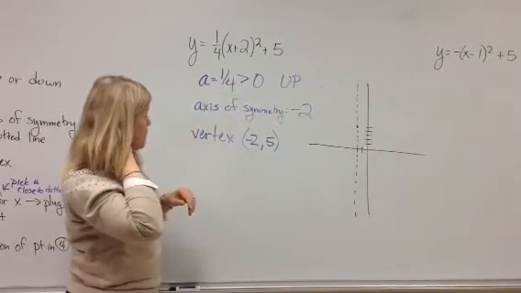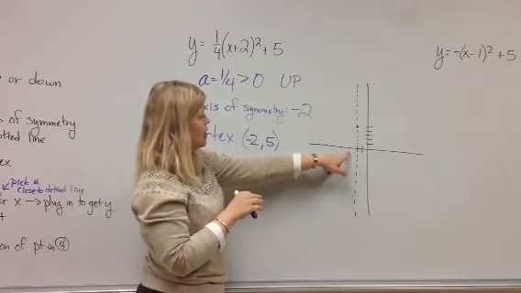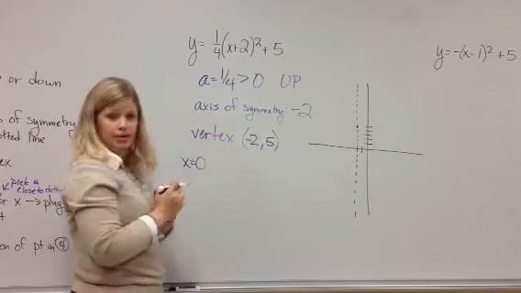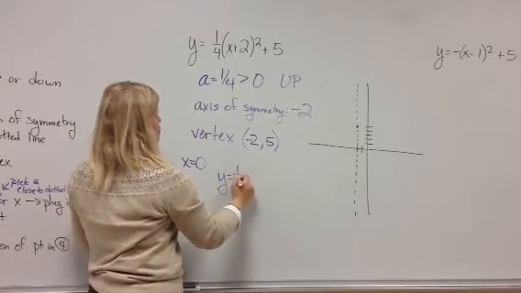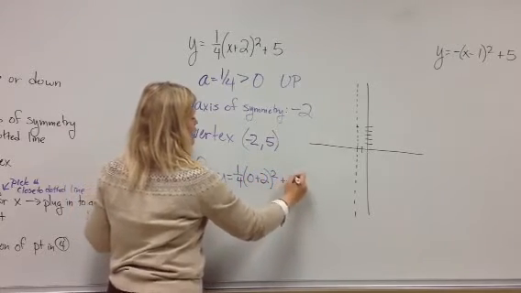So we're going to pick a number that is close to our dotted line. In this case, I'm just going to pick x equals 0. Okay? So now we plug it in, and we get 1/4 (0 plus 2), and we're going to square that. We're going to add 5.